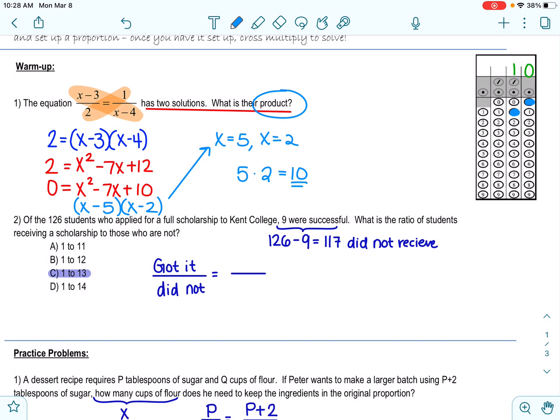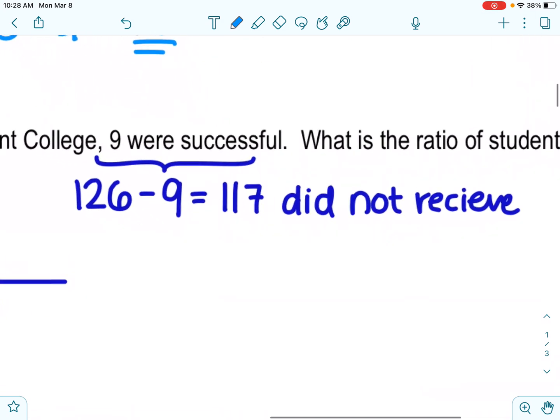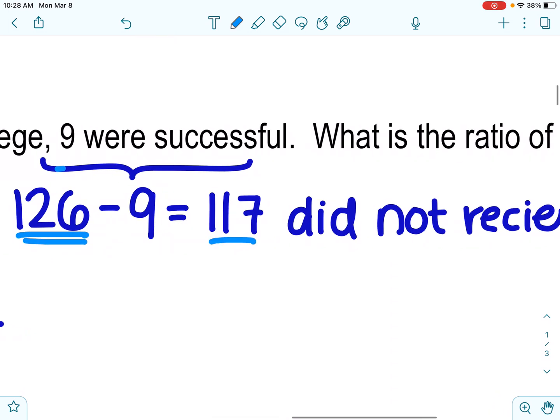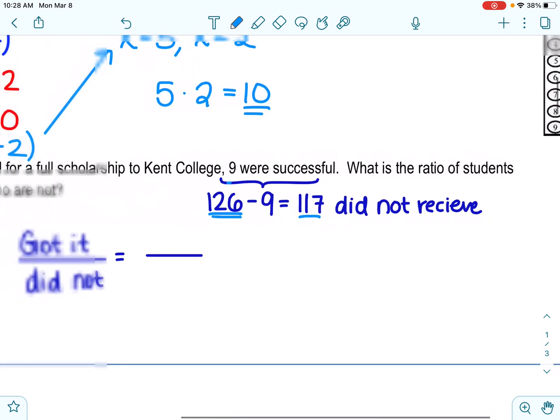So it says, of the 126 students who applied for a full scholarship to Kent College, 9 were successful. What is the ratio of students receiving a scholarship to those who did not? Well, first we have to figure out how many did not receive the scholarship. Well, if 9 did, then let's take the total number of students who applied, 126, and subtract out the 9. I'm left with 117 kids that did not receive the scholarship.